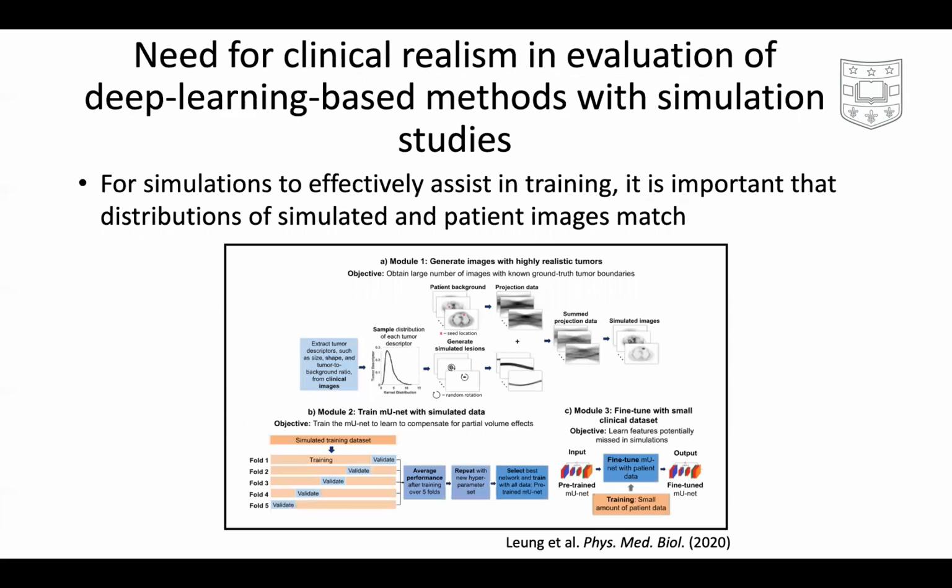Evaluating this similarity in distributions is very important when using simulation-based strategies to train deep learning-based methods. For example, for the task of segmenting the primary tumor from oncological PET images, Liang et al. developed a framework where the network was first pre-trained on simulated images with known ground truth tumor boundaries, and then fine-tuned on a small clinical training set. In this case, for simulations to effectively assist in training, it is important for the distribution of the simulated images to match that of the real patient images.